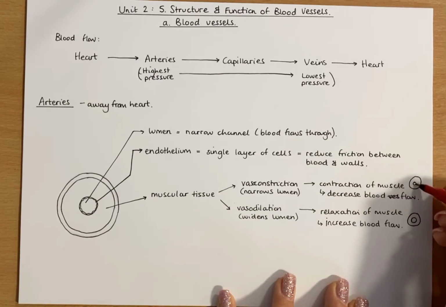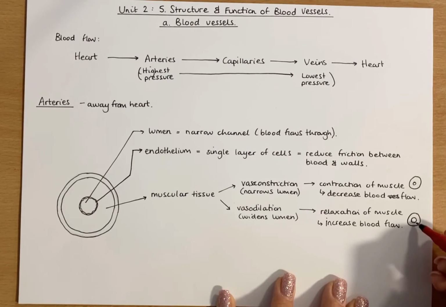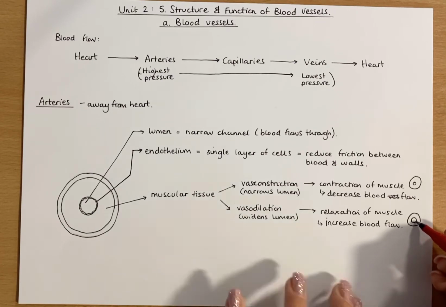So in this one, there's less space for the blood to flow through. Therefore, less blood gets to wherever it's supposed to be going. And the same with this one. If there's more space for blood flow, because that widening of the lumen allows that, then blood flow will increase to that area.